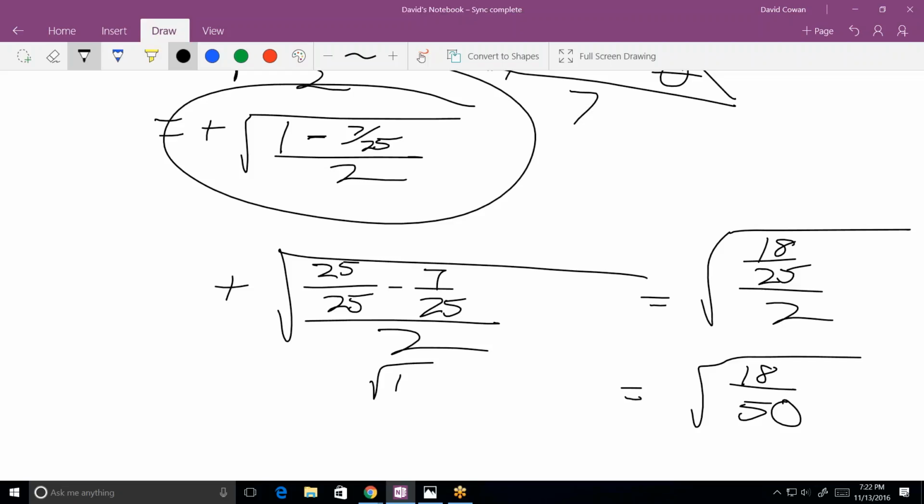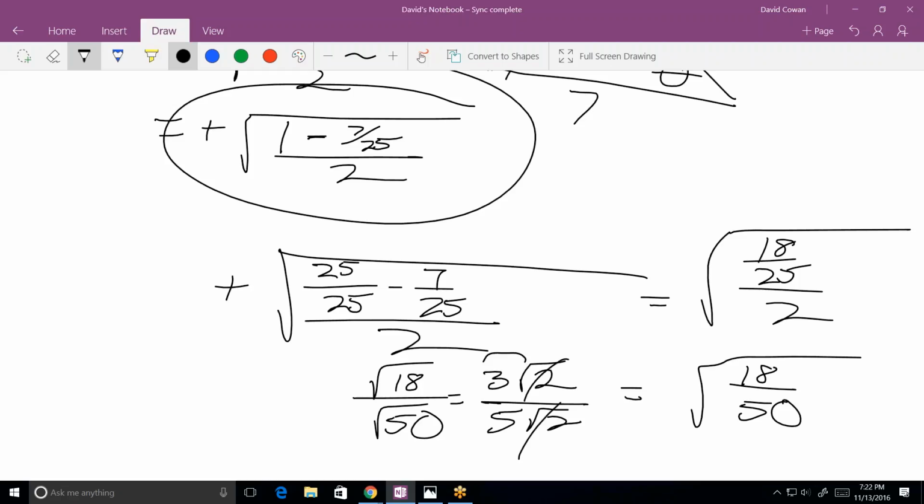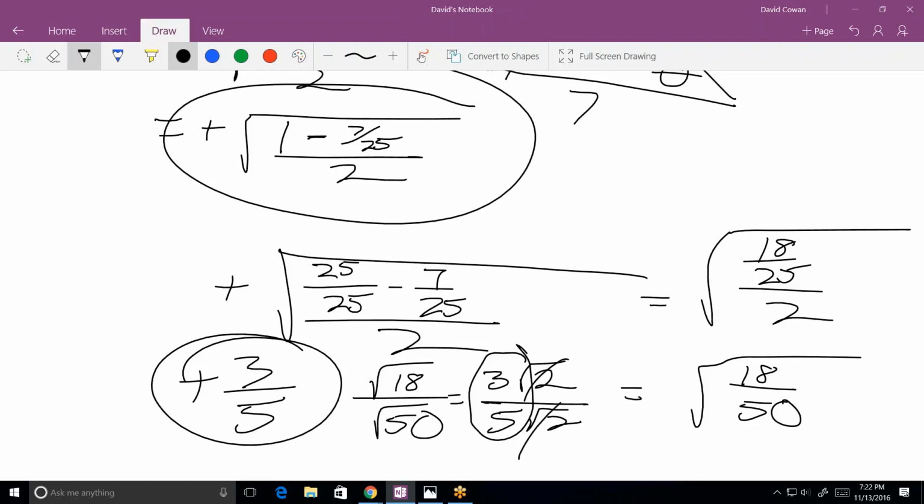That's the square root of 18 divided by the square root of 50. Well, the square root of 18 simplifies to what? 3 root 2. In other words, it's root 9 times root 2, and root 9 becomes 3. Square root of 50 simplifies to what? To 5 root 2. Ah, the root 2's cancel. Bingo. 3/5. 3/5 is the answer.